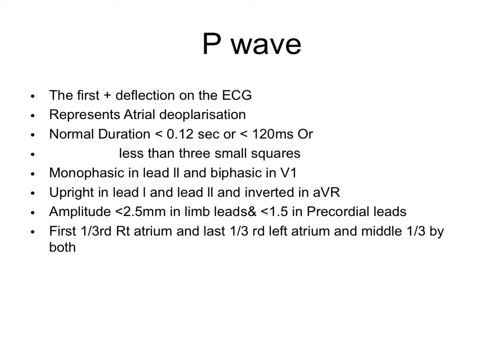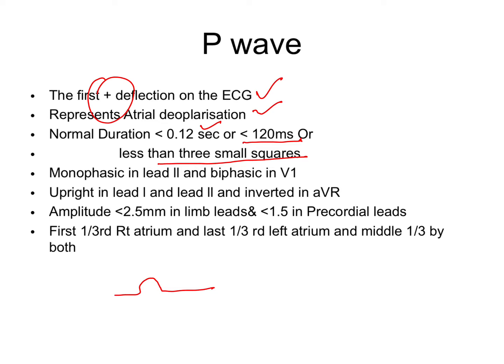P wave is the first positive deflection in the ECG. It represents atrial depolarization. The normal duration of the P wave is less than 0.12 second, or less than 120 milliseconds, or less than 3 small squares.